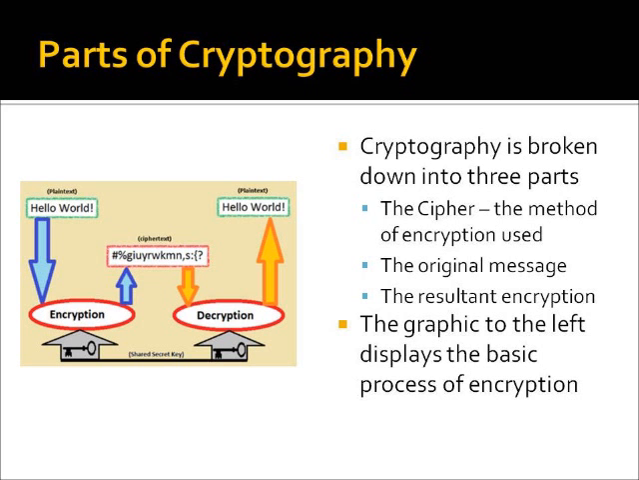There are three basic parts to cryptography. The first part is the cipher, the second part is the original message, and the third is the resultant encryption. The graphic to the left displays the basic process of encryption. Here in the top left you have the plain text. Then it's encrypted using whatever method you desire. You have the encrypted message, and then it's decrypted using the shared key at the bottom, and your sender has his information.